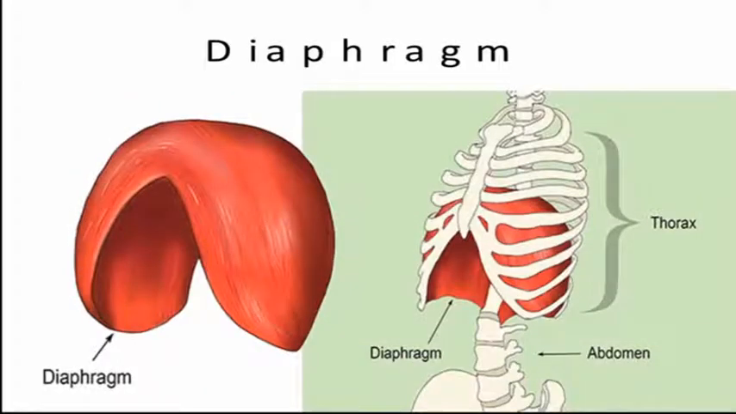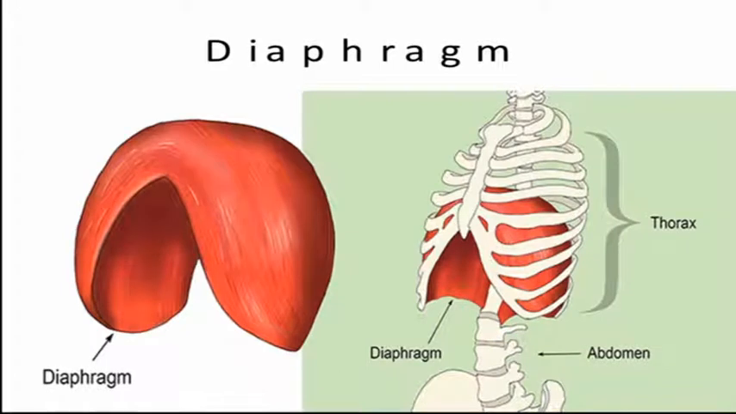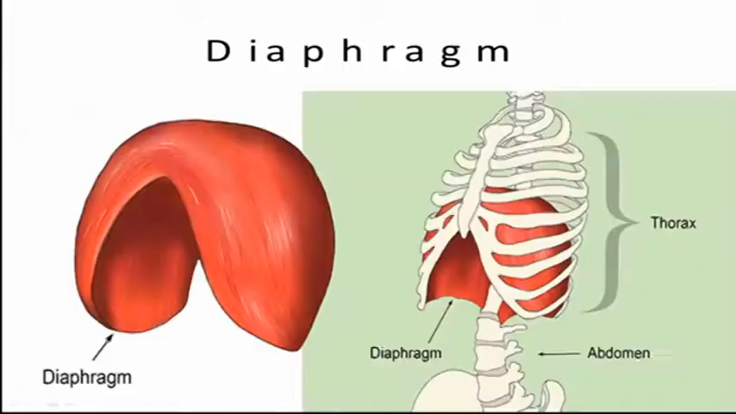Now, the diaphragm is the muscle which divides the thoracic cavity from the abdominal cavity. It has its origin from the xiphoid process, lower 6 costal cartilages, and first 3 lumbar vertebrae, as you can observe here. This is the lower 6 costal cartilages, the xiphoid process, and the vertebrae. Then it is inserted into the central tendon, which is found here. It is the central tendon.